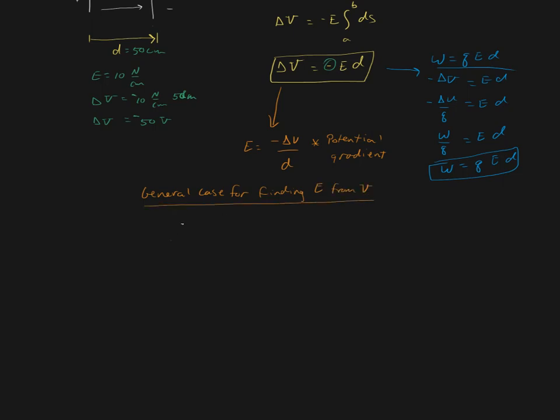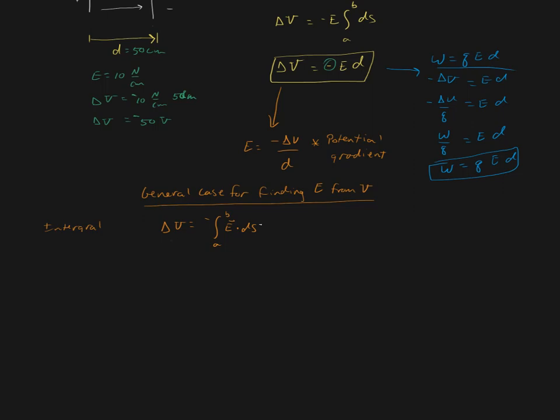All right, so we started with delta V is equal to minus the integral from A to B of E dot ds. And this equation is in the integral form. You can often take an equation which is in an integral form and write it in a derivative form. Maxwell's four equations come in both varieties. You can look at them in terms of derivatives or in terms of integrals.